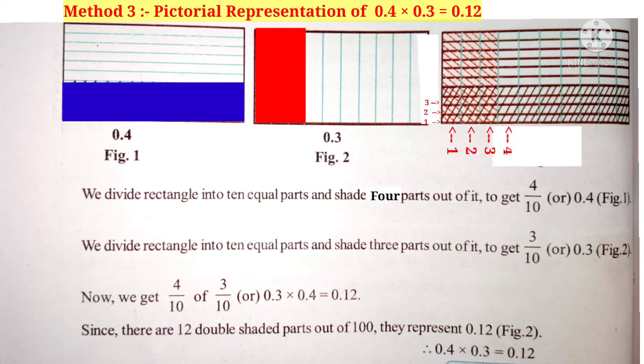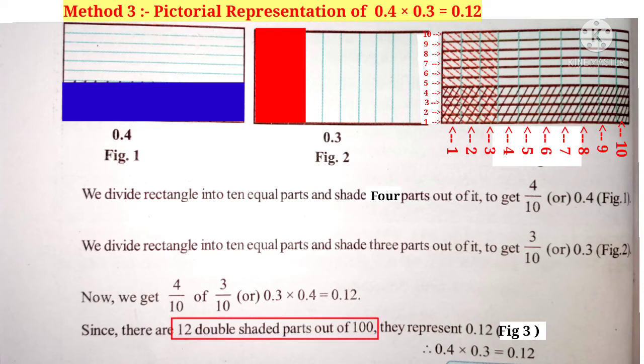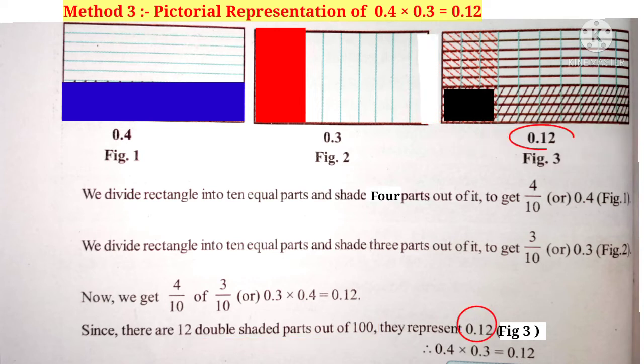where 10 horizontal lines and 10 vertical lines form 100 grids. Out of 100, 4 horizontal, 3 vertical, that is 4 into 3 are 12 grids are double shaded, that is both in red and blue, that is shown in figure 3 in black color. So 12 out of 100 are shaded, that is 0.12. So 0.4 into 0.3 is equal to 0.12.